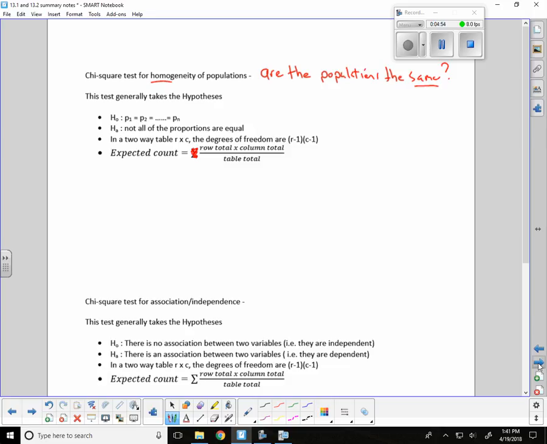So we're going to look at problem 13.14. It's on page 748 and 749. So go ahead and set up your table with the data.